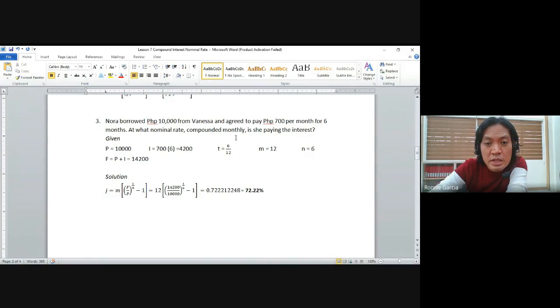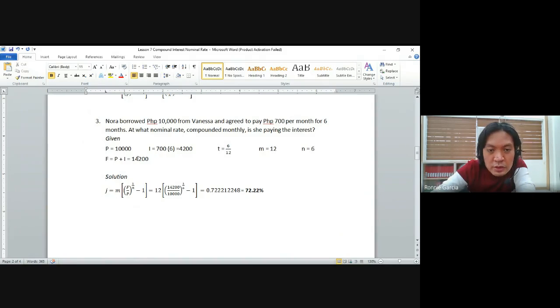What are the other things that we need to get from the problem? We have 6 months as our term. That is 6 over 12 because our term should always be expressed in terms of years. So that's 6 divided by 12, or 1 half, or 0.5. M is monthly, that is 12. And from this, we have 6 over 12, or 1 half, times 12. 1 half of 12 is 6. That's why n is equal to 6, because n is equal to t times m.